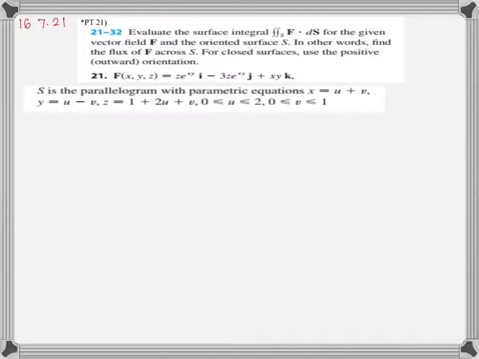S is the parallelogram with parametric equations x equals u plus v, y equals u minus v, and z equals 1 plus 2u plus v, where u runs from 0 through 2 and v lies from 0 through 1.